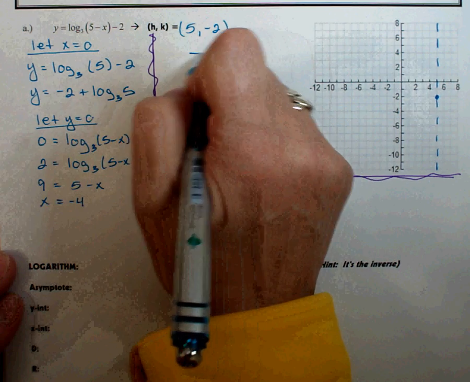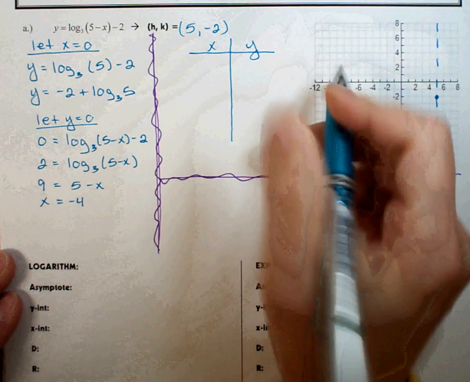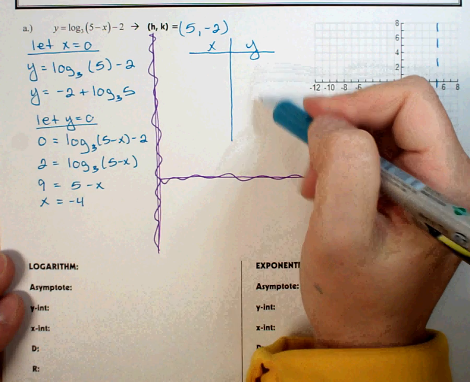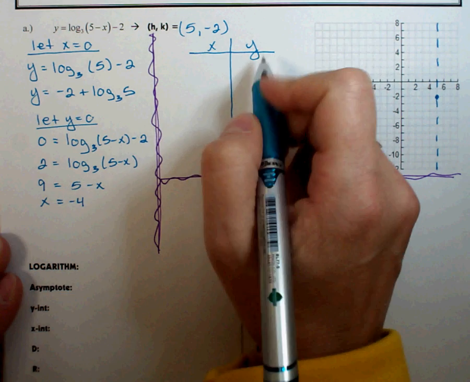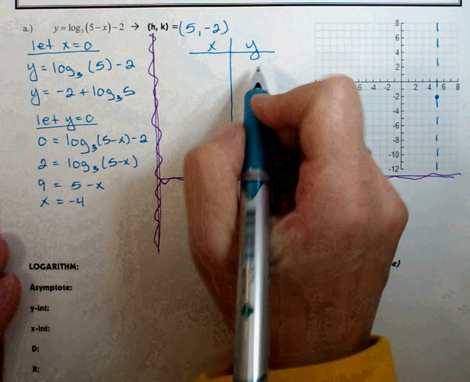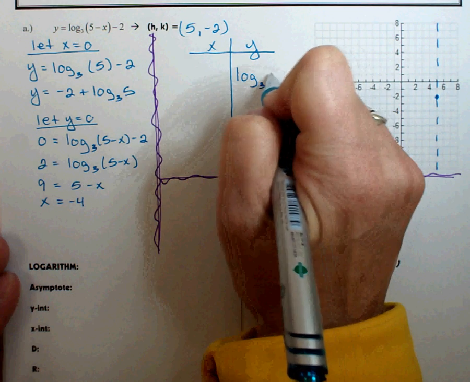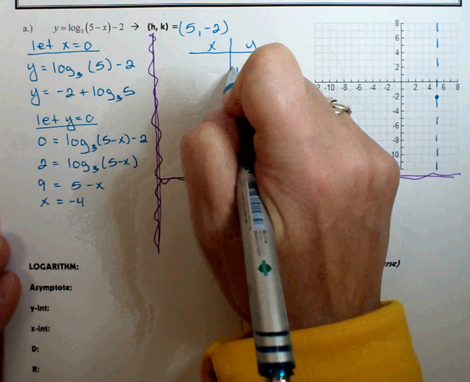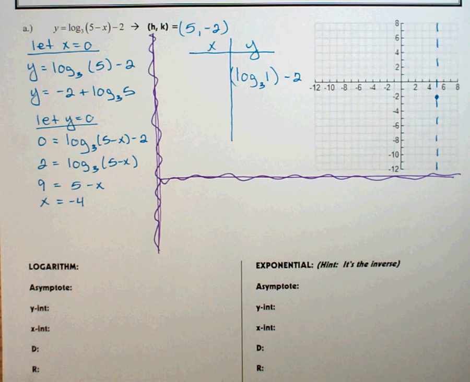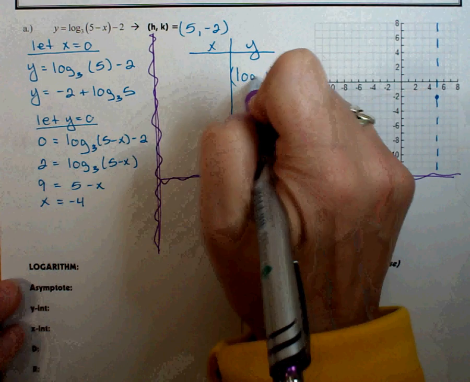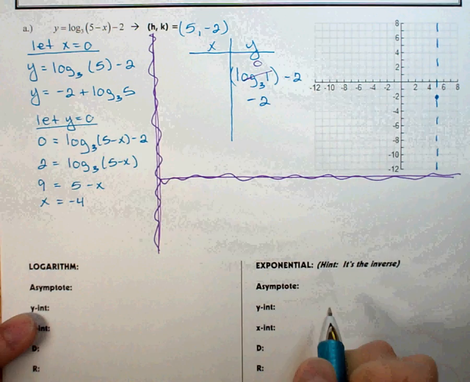Next, I'm going to move on to my smart t-chart. Just like we saw on the exponential page, it's easier to start on the right-hand side and think about what we want to happen. So thinking of my log rules from up above, I would like to be able to do log base 3 of 1 minus 2, because I know that log base 3 of 1 is simply 0. So I would get a nice -2.